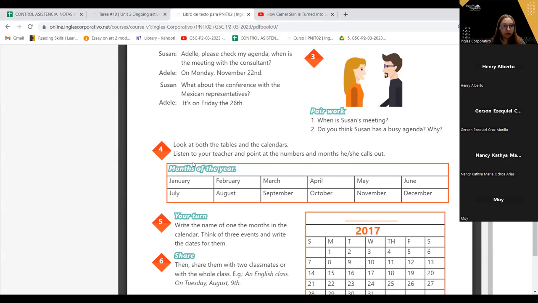So, the first one would be January. January, enero. February. March. April. May. June. July. August. September. October. November. December. Eso solo es para que ustedes repasen la pronunciación. January, February, March, April, May, June, July, August, September, October, November, December.